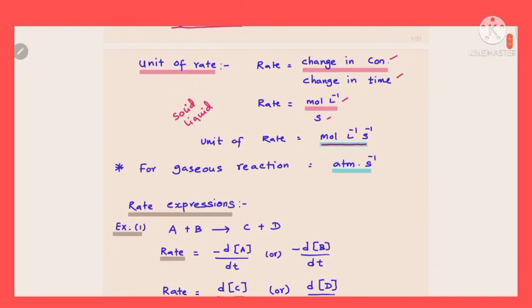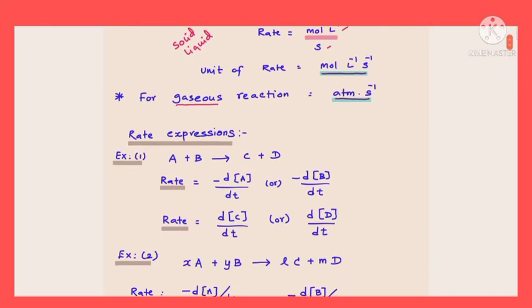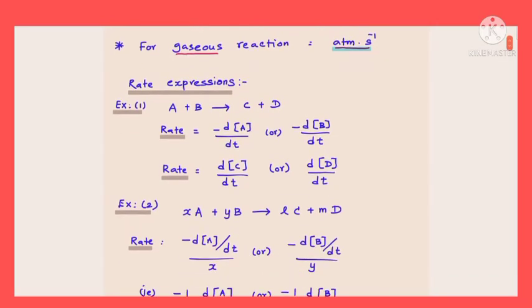Suppose the reactions involve gaseous substances, which means the reactants and products both are gases, then we use another unit, atmosphere per second. So there are two different units for rate. One is mole per liter per second, another one is atmosphere per second. Mole per liter per second is for solid-liquid type of reactions, whereas atmosphere per second is for gaseous type of reactions. Now let us see how to write rate expressions for different kinds of reactions.